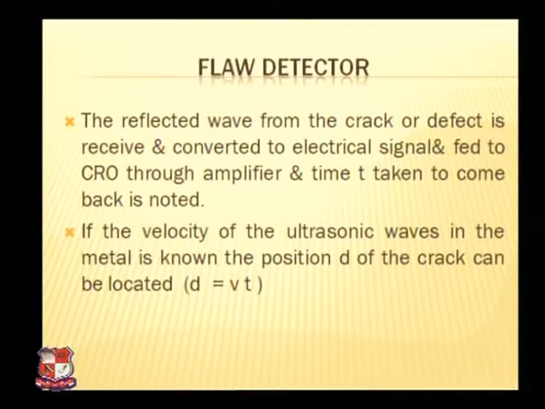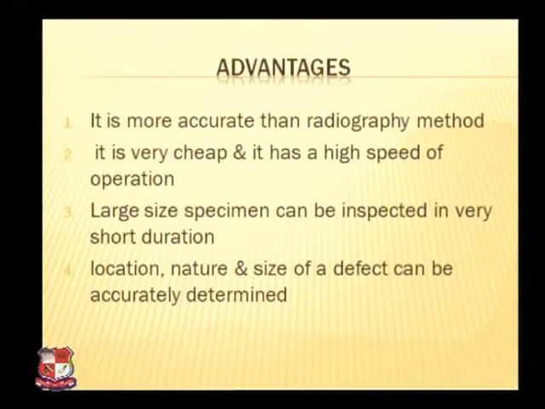If the velocity of ultrasonic waves in the metal is known, the position D of the crack can be located. See, here D represents the position of that crack or defect present inside the metal. As I said, you can also write that equation D is equal to Vt, through which you can know the position of that defect. So this is the theory which should be written in your paper when this type of question is asked.